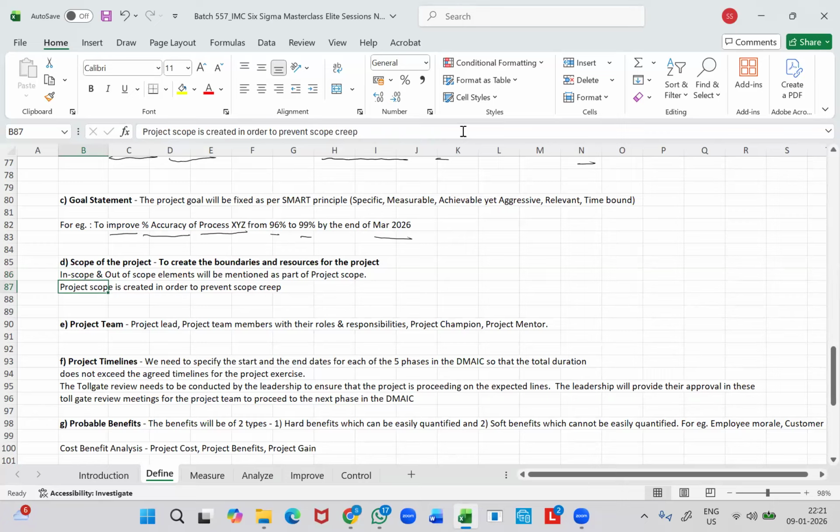And then we have project team. So as I told you, project scope is created in order to prevent scope creep.